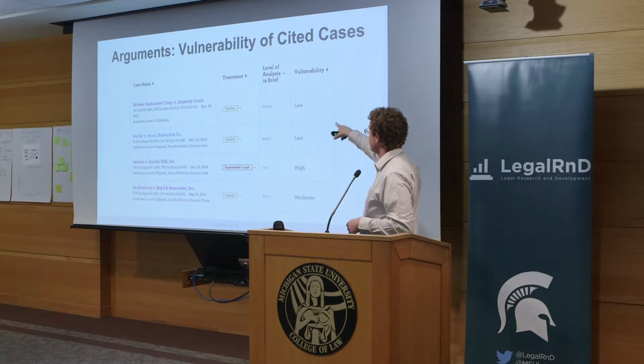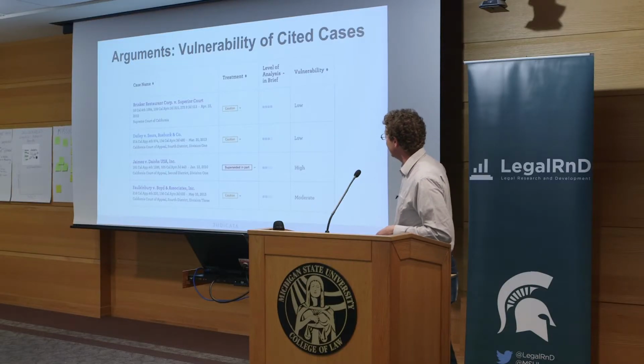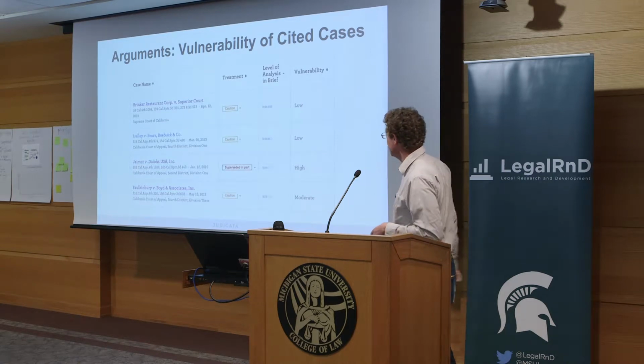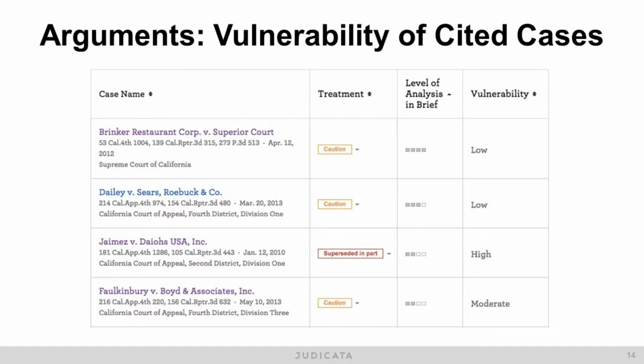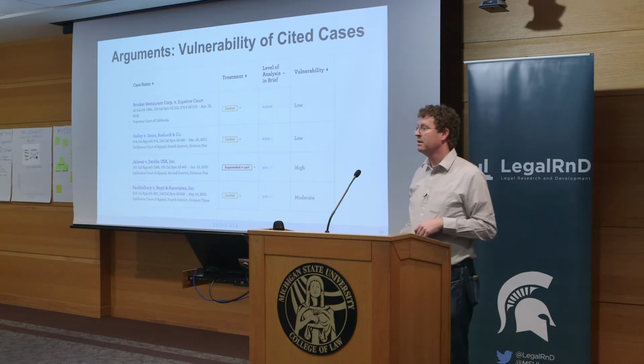So, Brinker is being heavily relied upon here in this brief, and it's low vulnerability, which means most likely it's going to be followed. Same with Daly. However, Jaimez is high vulnerability. A lot of cases are distinguishing it or saying it's been superseded, we're not following it on that point. And then Falconbury is moderate. So at a basic level, it makes sense that if you're relying on cases that have been distinguished a lot, probabilistically, you're less likely to win.